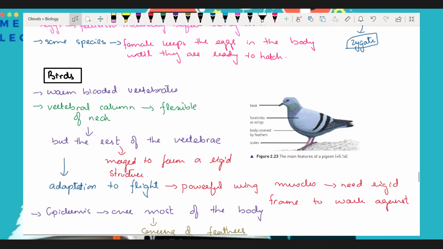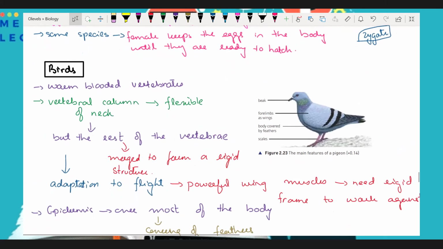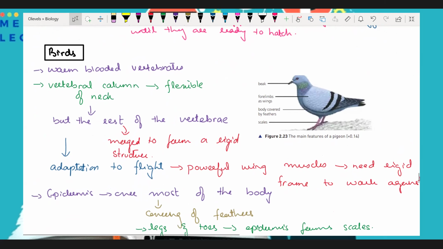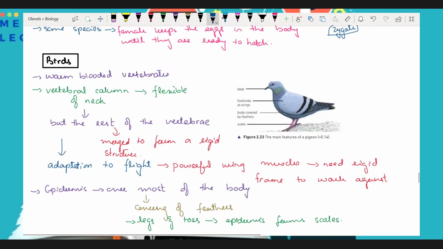Okay. Now there are birds. Birds are warm-blooded vertebrates and they have a vertebral column. The vertebral column of the neck is flexible, right? We can see that birds move their head in both directions. But the rest of the vertebrae are merged to form a rigid structure. This is very important for their flight, so it is a sort of adaptation to flight. They have very powerful wing muscles and they need a rigid frame to work against, right?